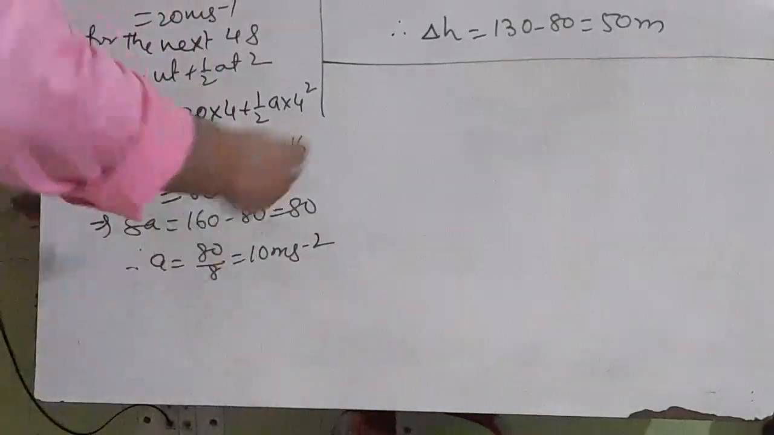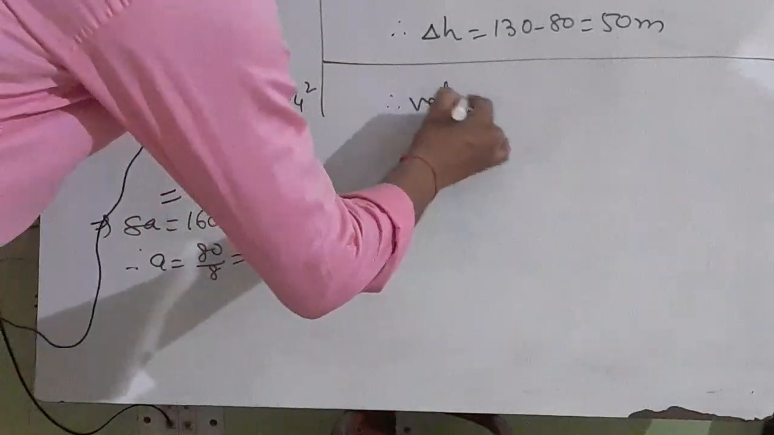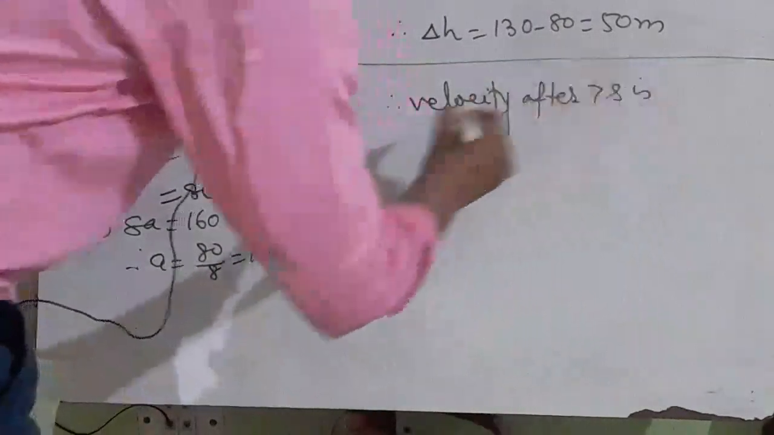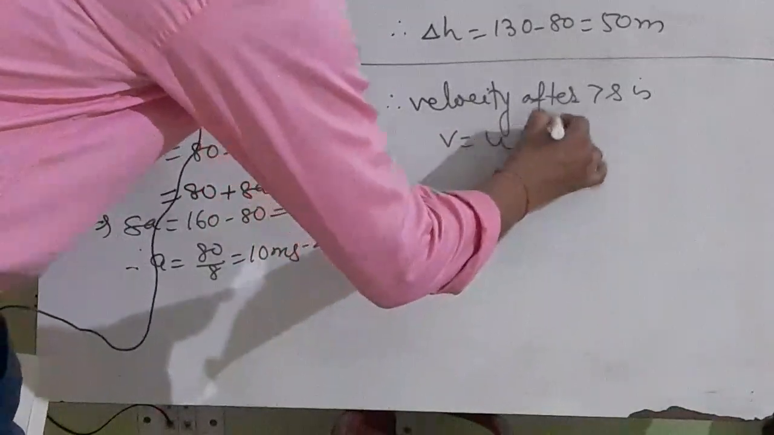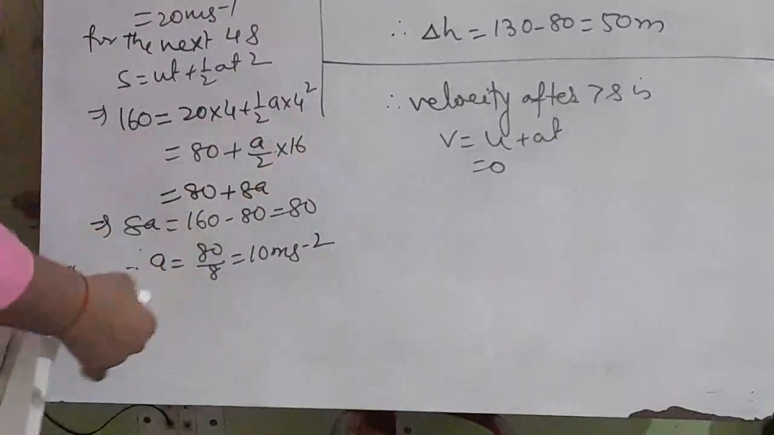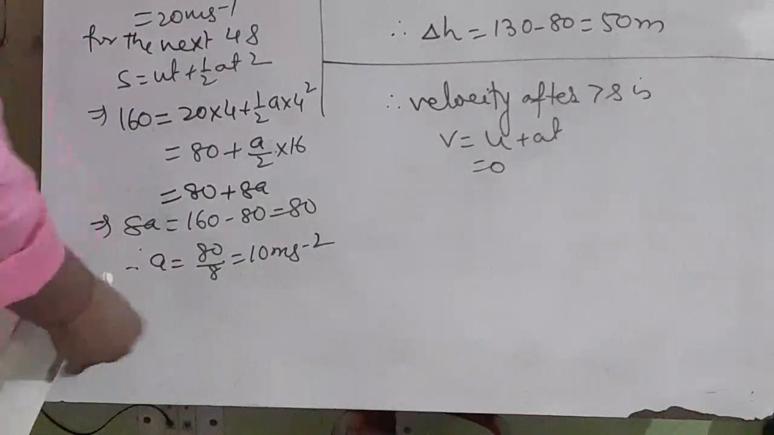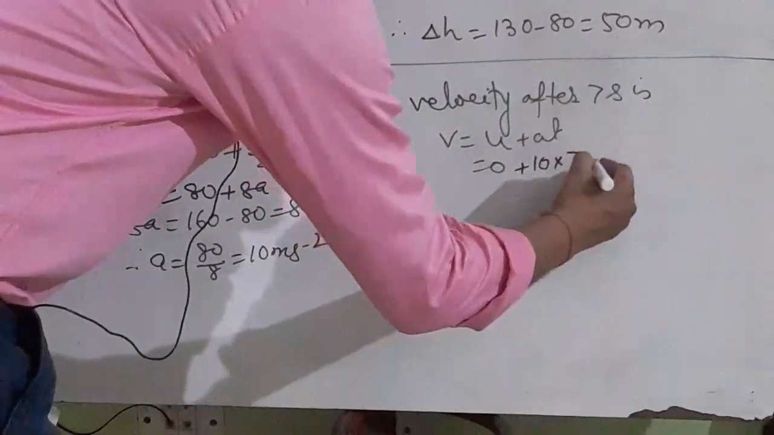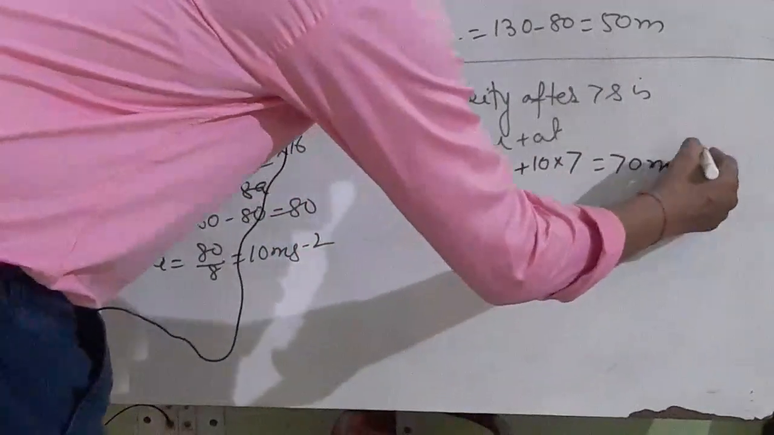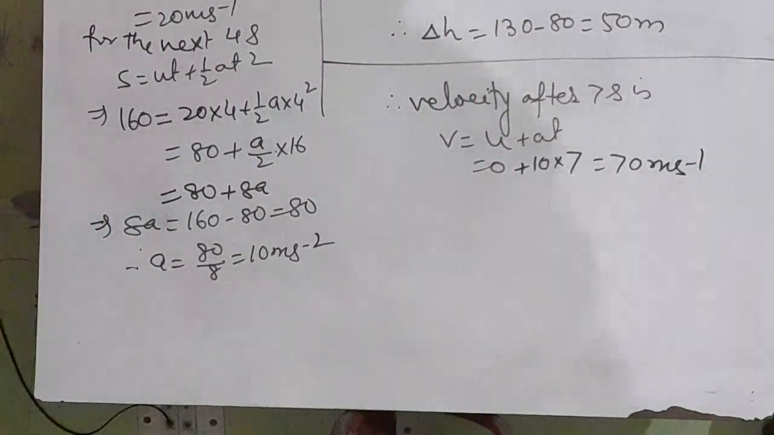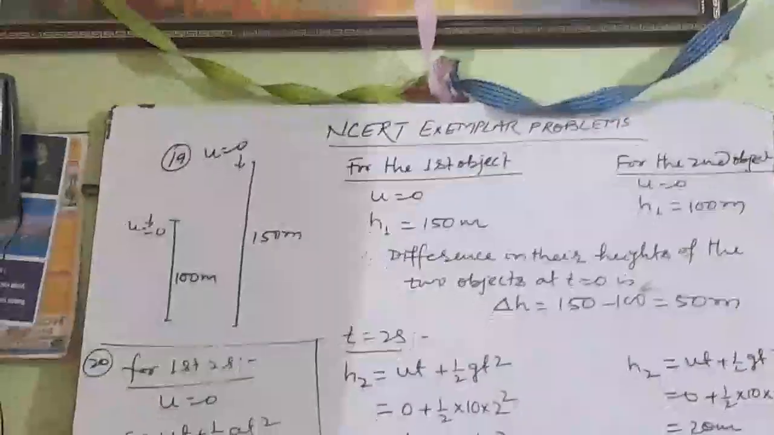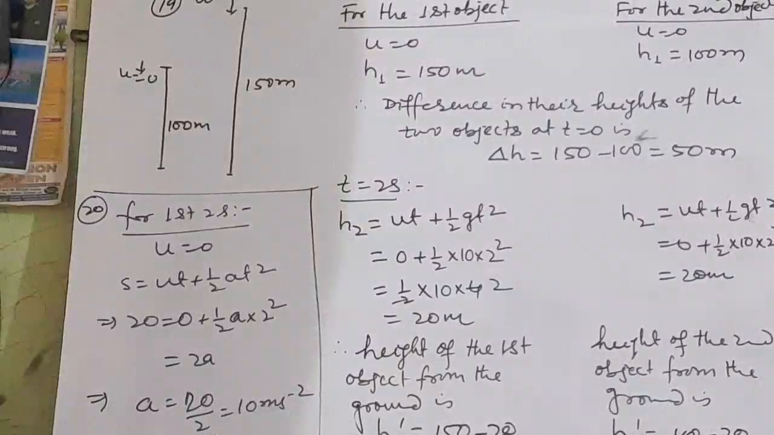So now you can find the velocity. Therefore velocity after 7 seconds is v is equal to u plus at. You see u is 0 because the object starts from rest, and a is 10, t is 7. So this is 70 meter per second. This is the final velocity after 8 seconds. Have you got final velocity after 8 seconds?